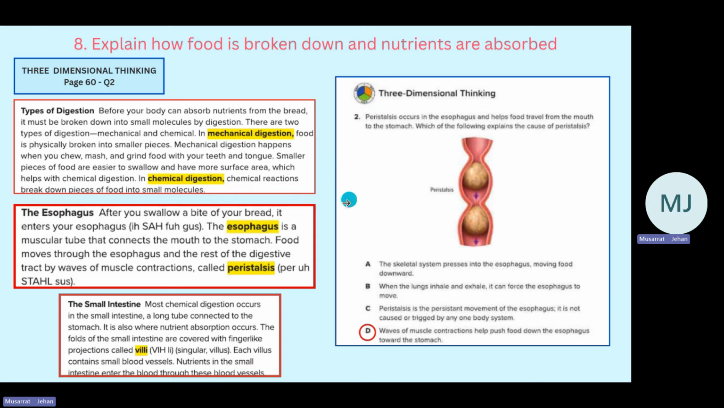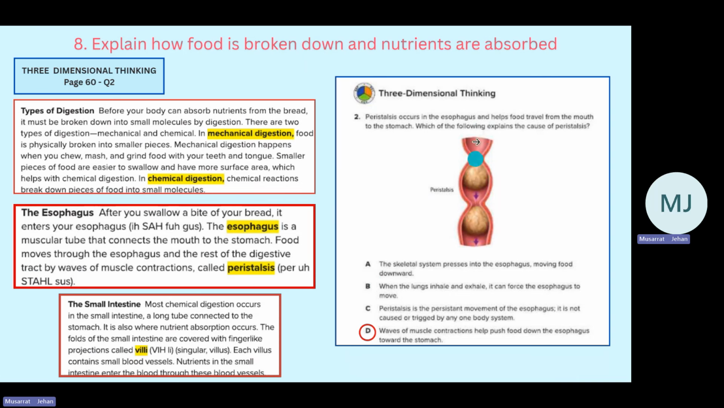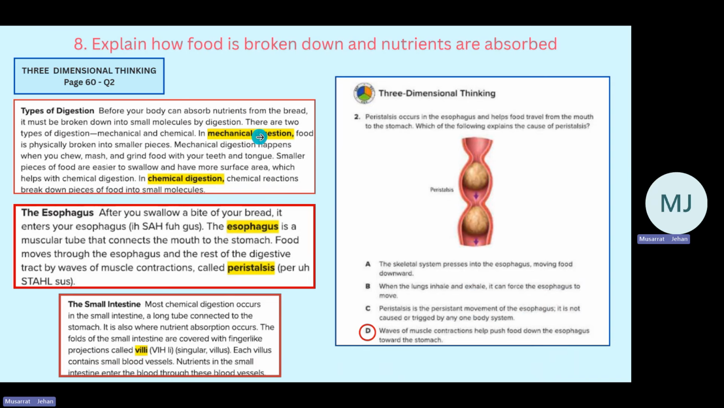The esophagus is a tube joining the mouth to the stomach. It brings the food from the mouth to the stomach. It's a muscular tube, and food moves through it by a process called peristalsis. It's waves of muscle contraction. Here you have to choose. It says waves of muscle contraction help push food down the esophagus toward the stomach. After the stomach comes the small intestine.